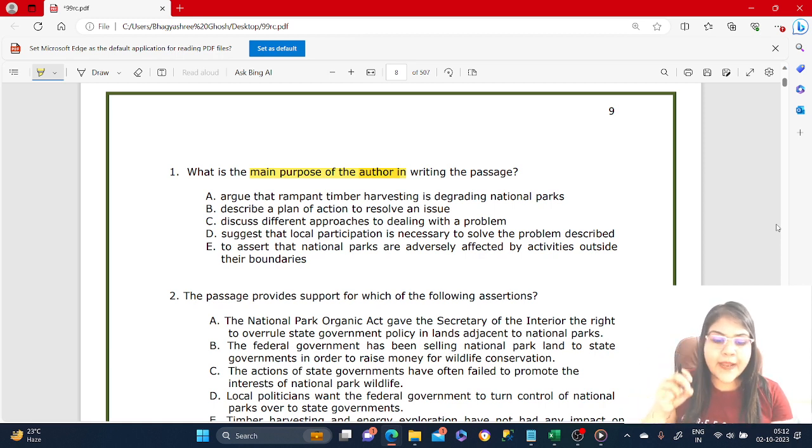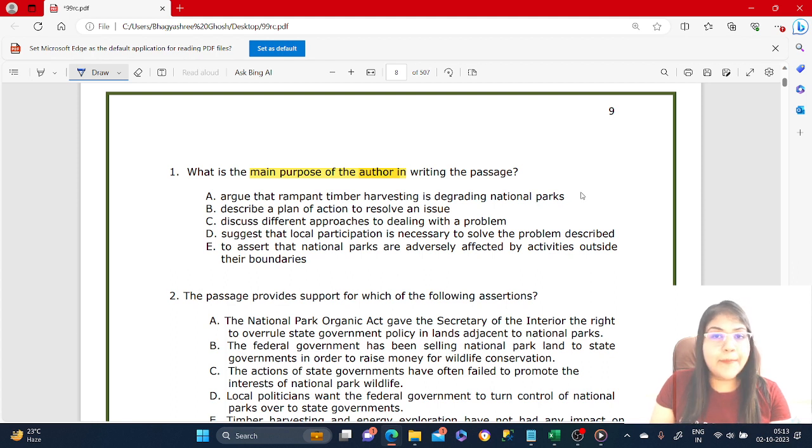But what was the main purpose of the author? The main purpose of the author was trying to provide a solution, different solutions, right? Okay, now let's check the options, which is our suitable option. Option A says argue that rampant timber harvesting is degrading the national park. Well, this is something very different.